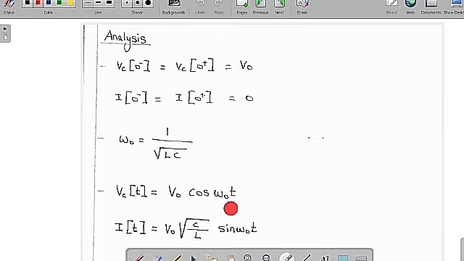Vc of t is equal to V0 into cos omega naught t, whereas omega naught is equal to 1 by under root over LC, and V0 is called the initial voltage across the capacitor. And I of t is equal to V0 into under root over C by L into sine of omega naught t, whereas omega naught is equal to 1 by under root over LC, and V0 is called the initial voltage across the capacitor.